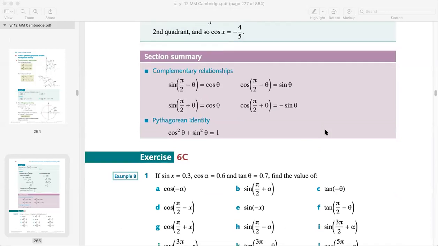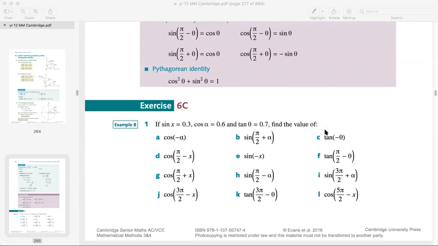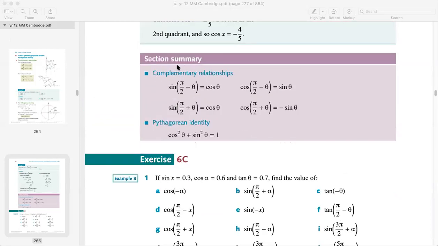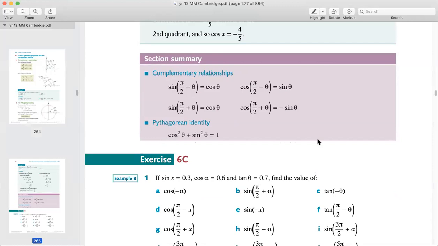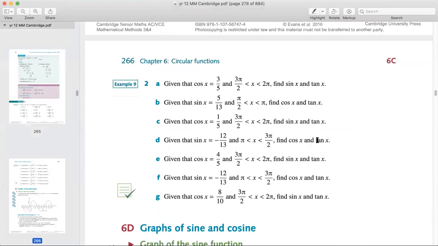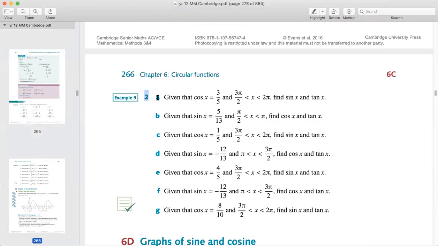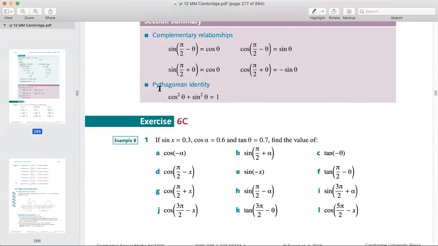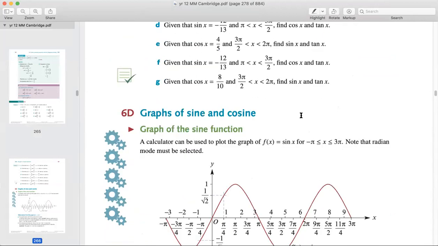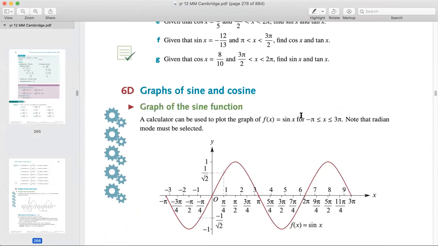And for my 6C, it will be sine x, cos alpha, tangent theta to give you this, and you have to use the complementary relationship to help you get the values required. Okay, and for 2, it's just testing us on the Pythagorean identity, which means cos squared theta plus sine squared theta equals 1. And 6D is another important thing because they tell us how to graph the sine function and cos function.